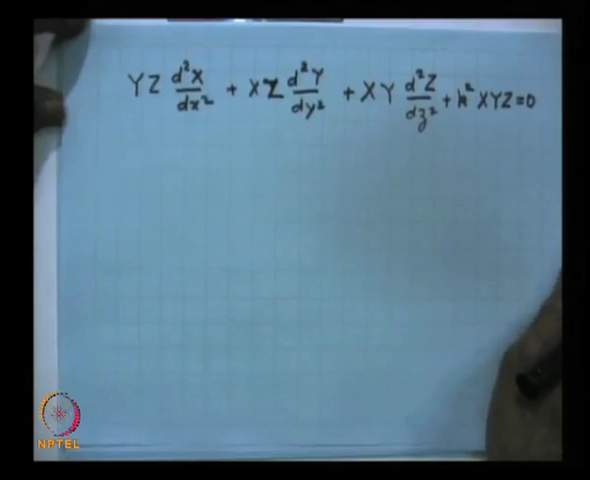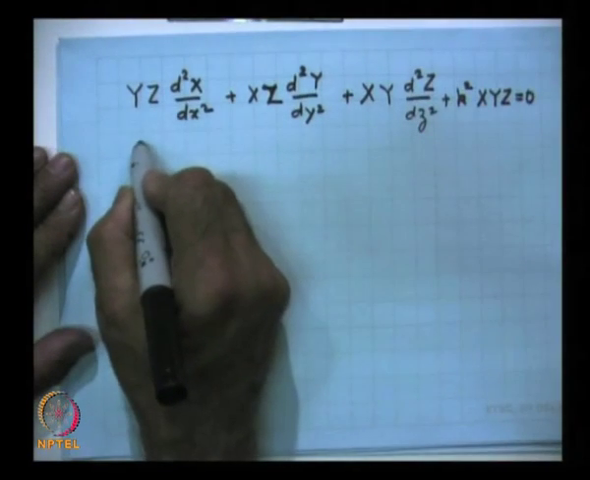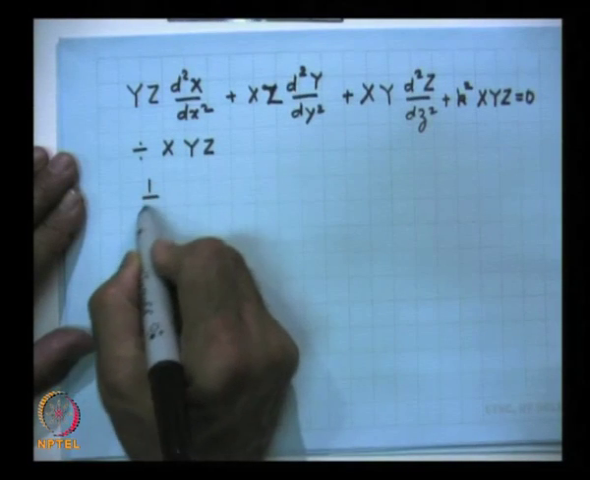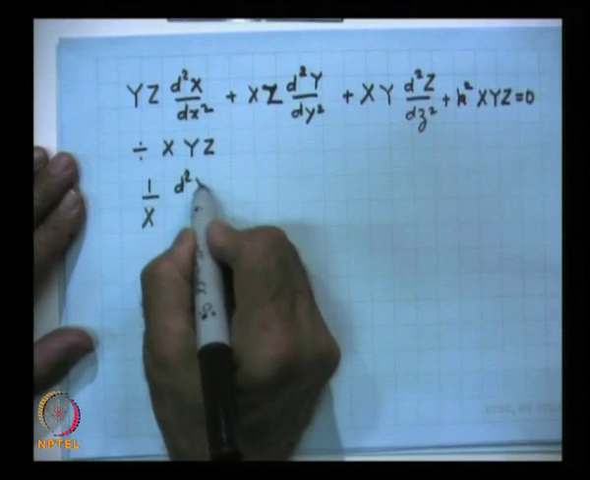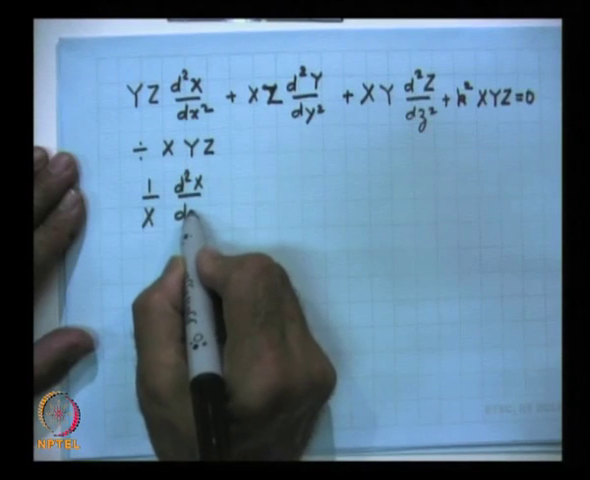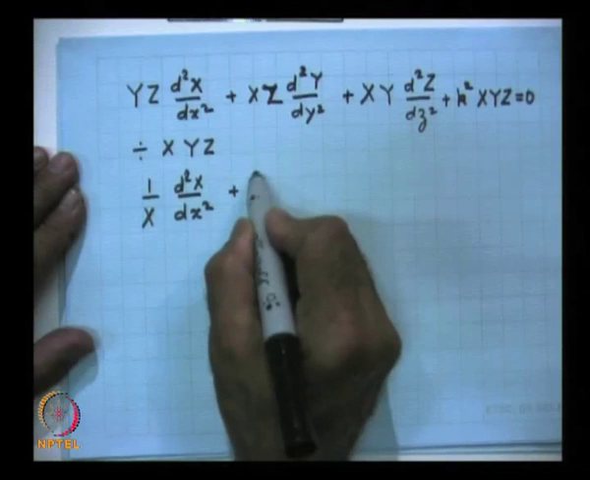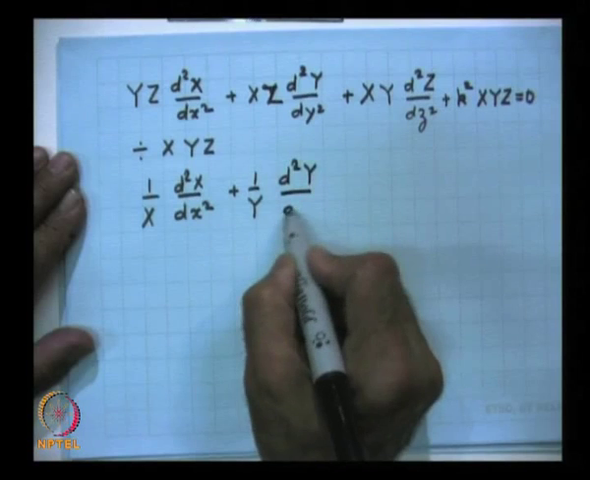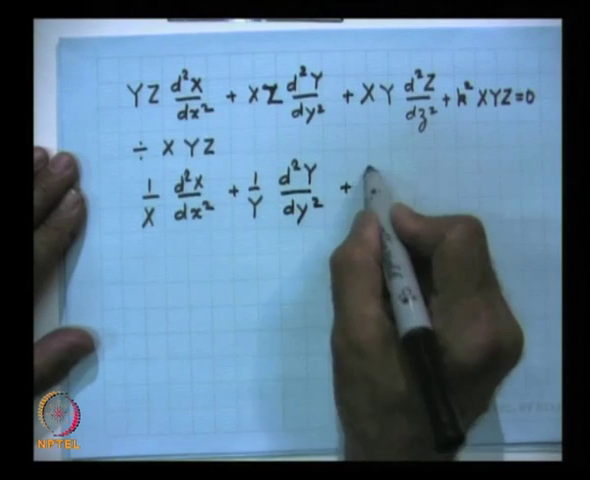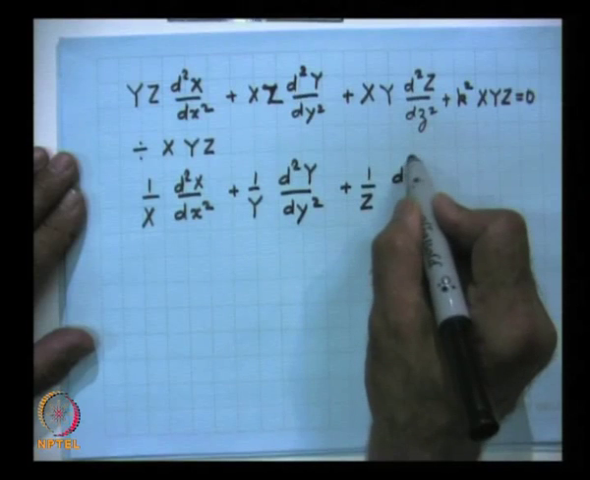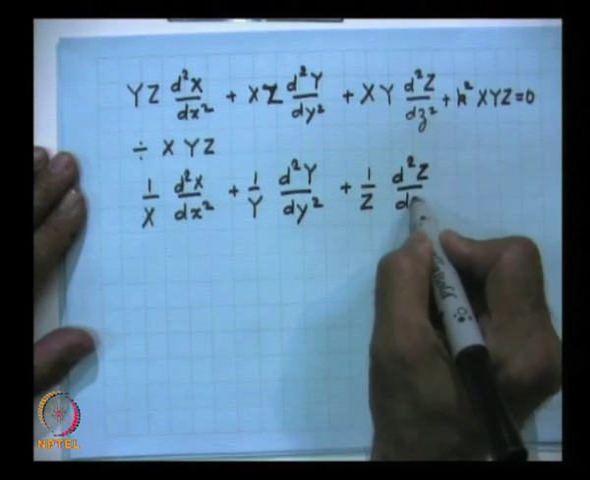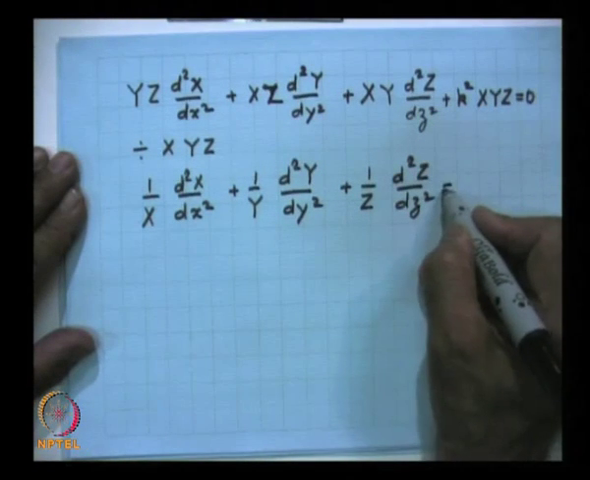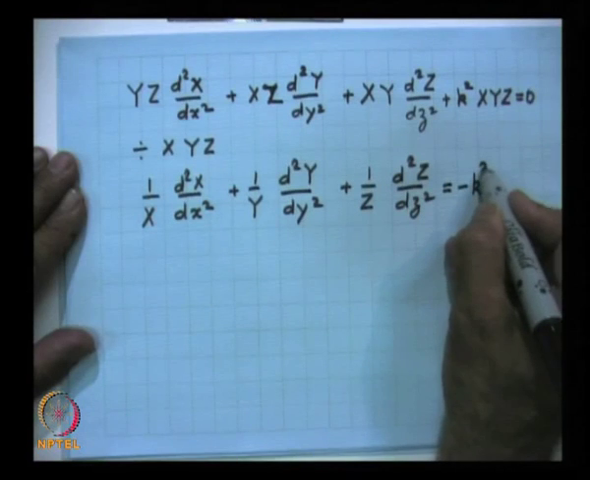The next step is very simple, that I divide the whole equation by psi, that is I divide by X Y Z. So, I get 1 over X d 2 X by dx square plus 1 over Y d 2 Y by dy square plus 1 over Z d 2 Z by dz square plus k square, and this will cancel out. So, this I write as minus k square.